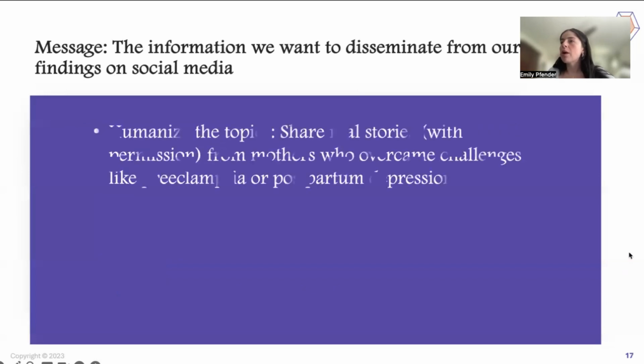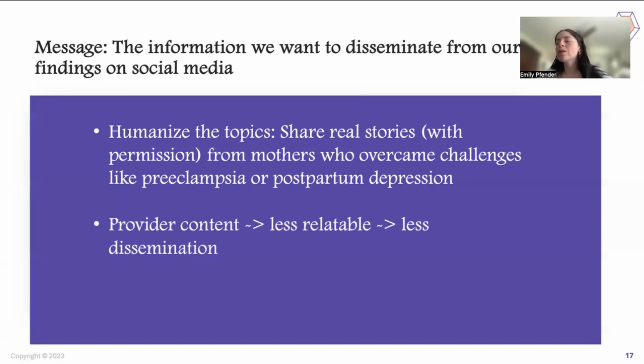The next thing I want to talk about is humanizing the topics. Researchers and physicians often don't share real stories from people who are experiencing challenges in their pregnancy journey, whether that be postpartum, during certain phases of their journey. And so sharing real stories is really important. And we know this because provider content is often viewed, according to the research, as less relatable. And thus, because of that, we see less dissemination.